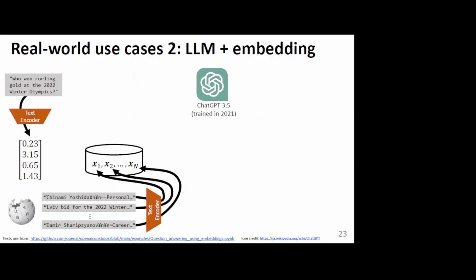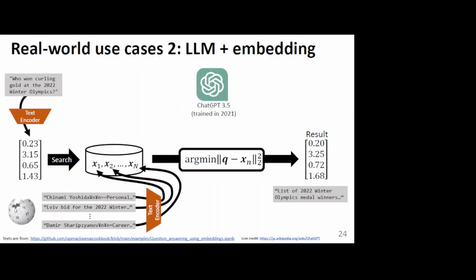And for the user query, we use the same text encoder to transform it into the same kind of vectors, and then we apply the ANNS search again. With this search, we output the result. We can output the top K documents. This document is closest to the user query. It's the list of the 2022 Winter Olympics medal winners.